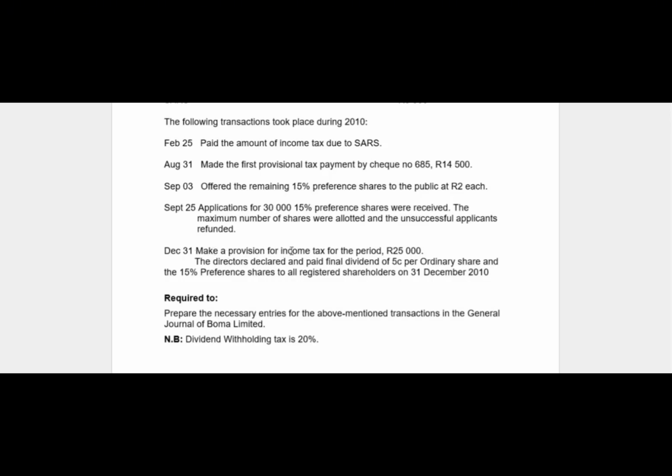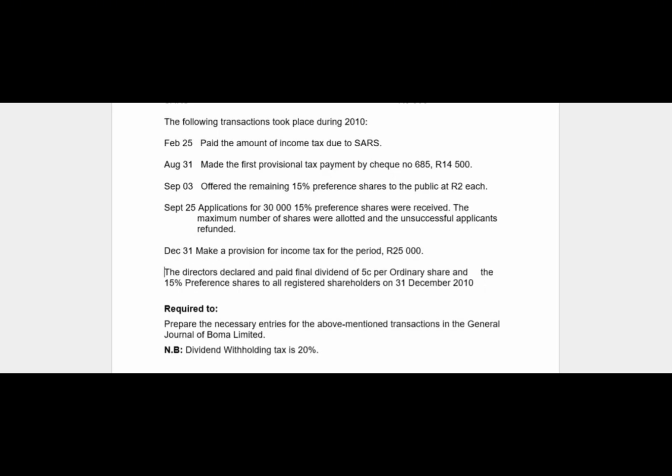You make a provision for income tax for the period, 25,000, and then this is another transaction there. There are two transactions that took place on the 31st, where we've made a provision for income tax for the period, and the directors declared and paid final dividends of 5 cents per ordinary share and 15% preference shares to all registered shareholders on the 31st of December 2010, right?